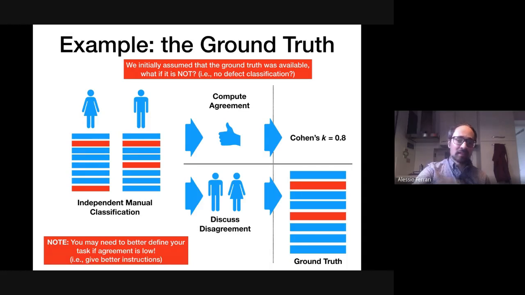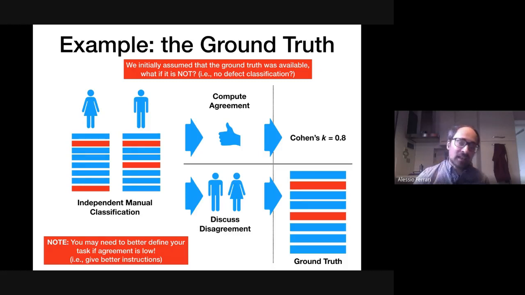Another thing is that if the agreement is very low, so Cohen's kappa is very low, the tables for Cohen's kappa you can find in Wikipedia, you need to give better instructions, because it means that your task is badly defined. Or why? Because these two people that you assume to have a similar background basically consider different requirements defective. So what's wrong here? You chose the wrong people, not representative of the company, or you didn't explain the task well, or what they should consider defective or not defective. This can be visible if the agreement is low.